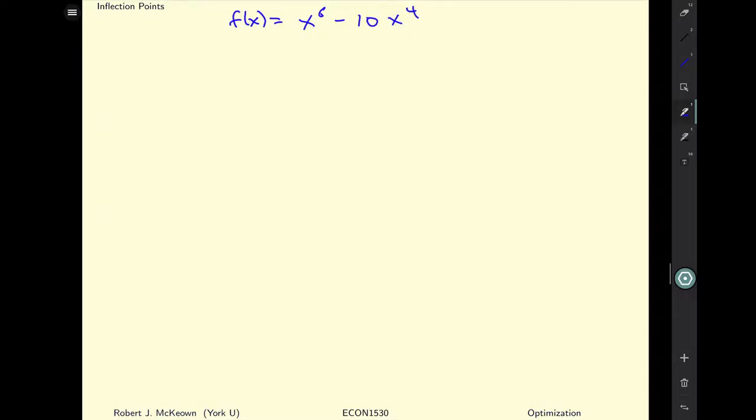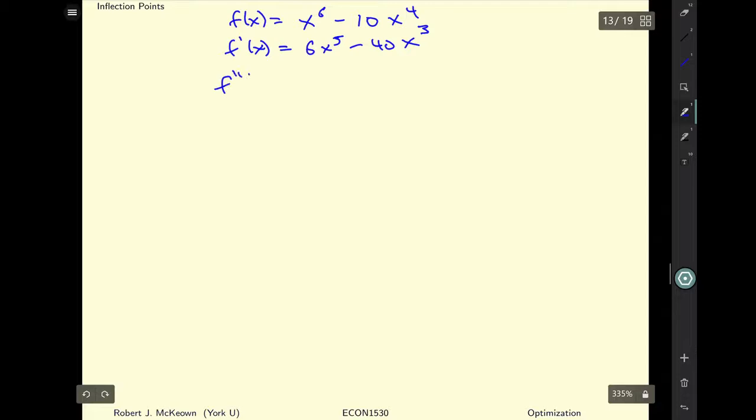Now let's see if we can find the inflection points. So I'm going to start off by finding the second derivative, and I'll do that by taking the first derivative again. And then now I'll find the second derivative. I'm going to set it equal to 0. And I've got 30 x to the power of 4 minus 120 x squared.